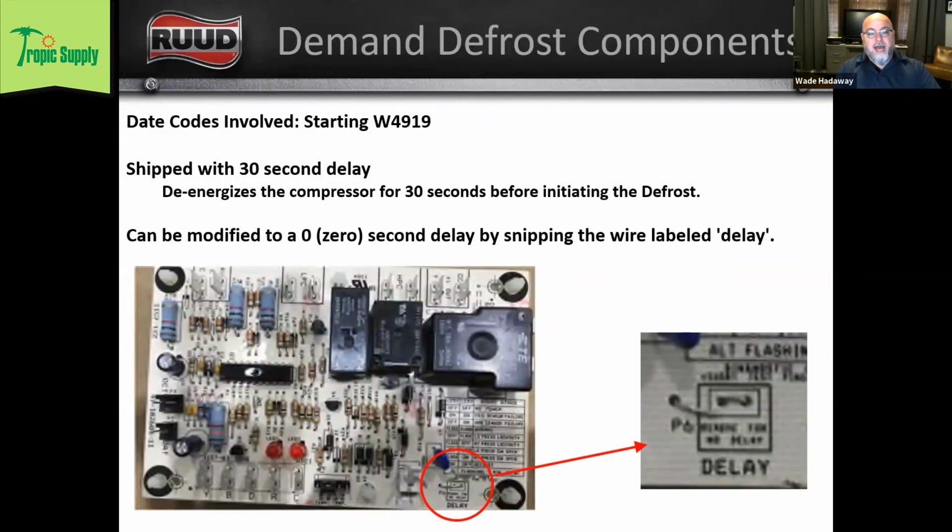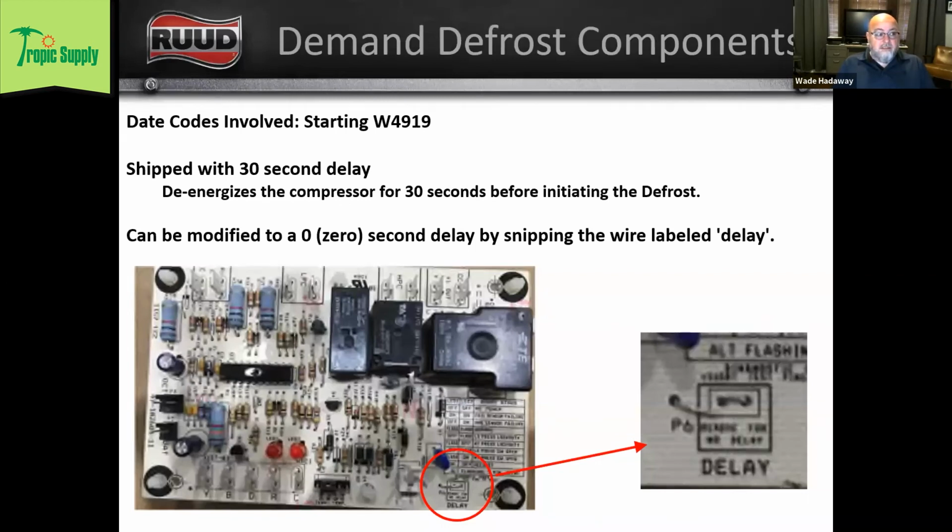Starting late 2019, we moved to a new defrost board that has the option to modify the board to a 0-second delay. And so what that means is, when we go into defrost, the system has a 30-second sound abatement delay. So when we energize the defrost cycle, we shut the compressor off for 30 seconds. We start back up. We slide the valve.